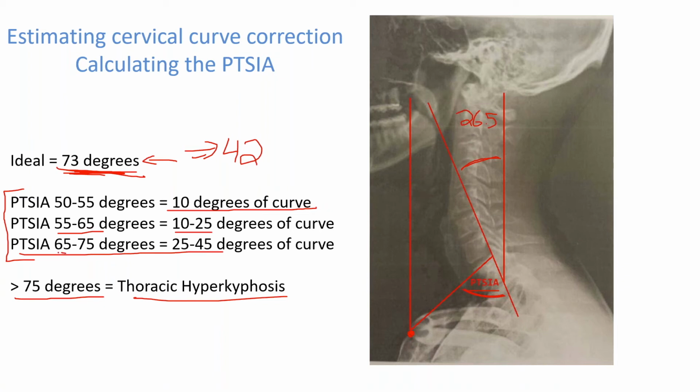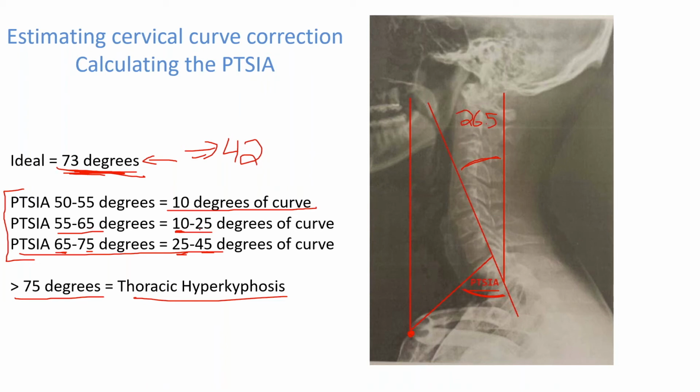So for instance, if they're closer to 65, well, I'm thinking the top end will be about 25. If it's 75, I'm thinking 45. Likewise in here, if my patient has 55 degrees, I'm thinking closer to about 10 degrees than I am 25, right? If they get closer to 65, then that's the higher interval there.